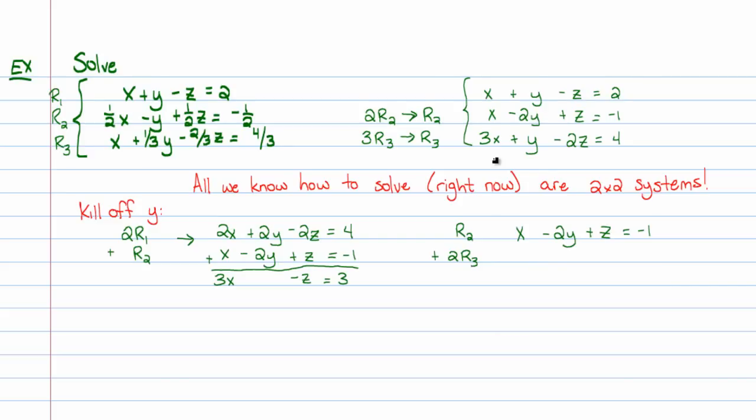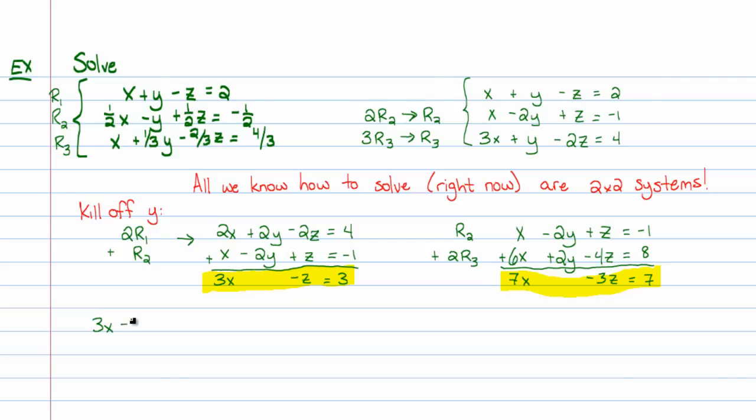All right, twice row 3 is just going to be 6x plus 2y minus 4z is equal to, and again, twice that 4 is 8. So I'm going to add these up. I get 7x, what is that, minus 3z is equal to 7. So now I have these two equations. After killing off y, I have 7x minus 3z is equal to 7, and I have 3x minus z is equal to 3. So I'll group those two up into a nice little system.